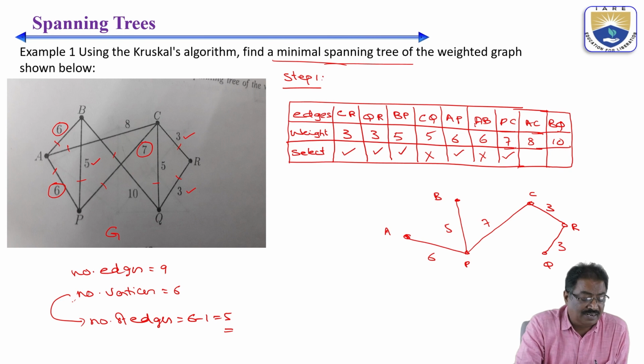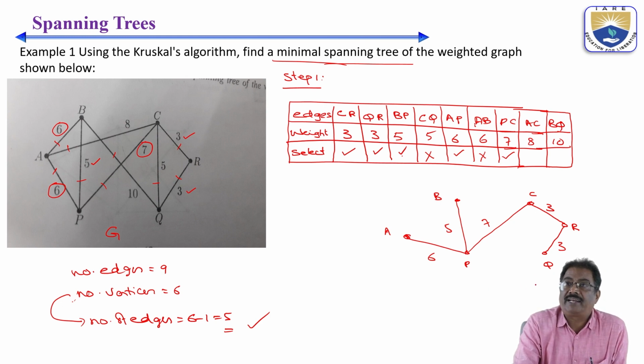Now how many edges are selected here? 1, 2, 3, 4, 5. 5 edges are enough for us, and the corresponding minimal weighted spanning tree is this.